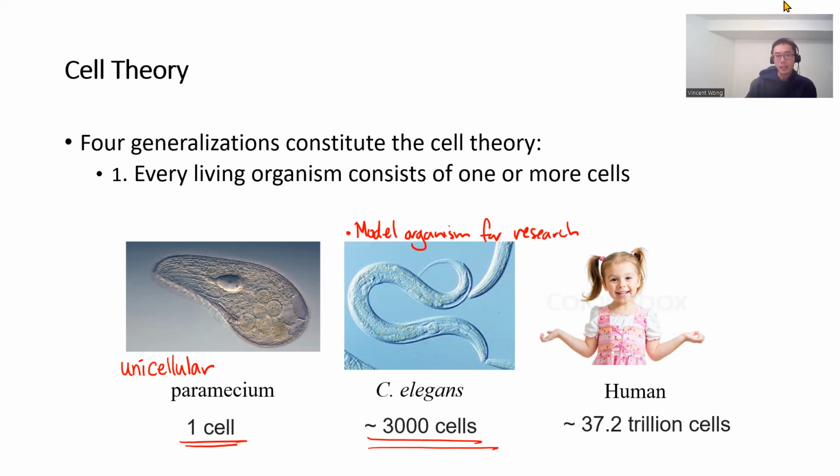If you look at a human, a human has trillions of cells. Lots and lots and lots of cells compared to something like a paramecium. But regardless of how many cells you have, if it's a living organism, you must have at least one cell, and then there's no upper limit. The bigger the organism, the more cells it is going to be made up of. That's the first part.